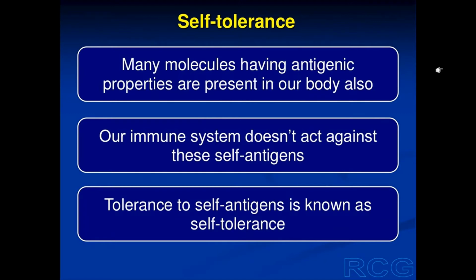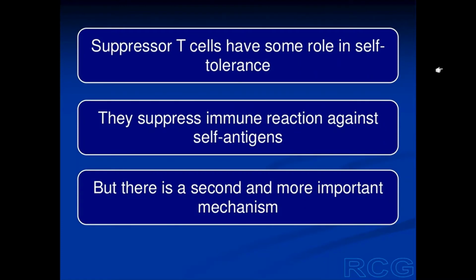Then the other is self-tolerance. Self-tolerance means that many molecules having antigenic properties are present in our body also, and the immune system does not act against these self-antigens. This is called self-tolerance. Suppressor T cells have some role in self-tolerance, and they suppress the immune reaction against the self-antigens. But there is a second and more important mechanism.